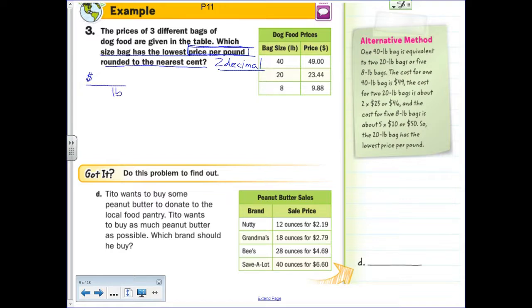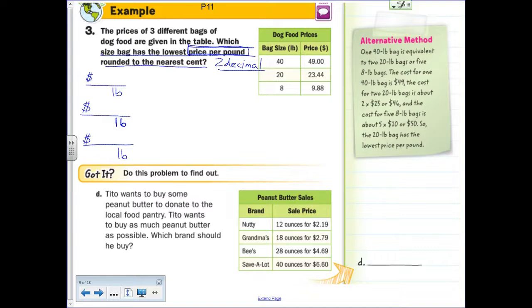pounds. And the thing is, we need to compare 3 things. So we're not going to have to do 1 unit rate. We're actually going to have to do 3. So I need to set up this ratio 3 times, not once. If you're asked to compare, you will have to do 3. And those are pounds for those of you who are very not paying attention. That's not a 16. Those are LB pounds.